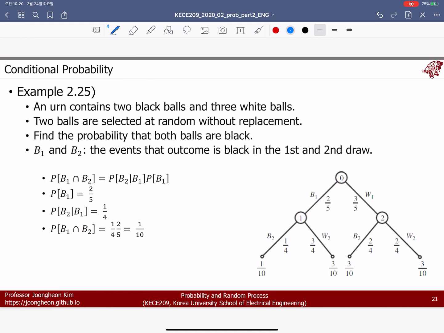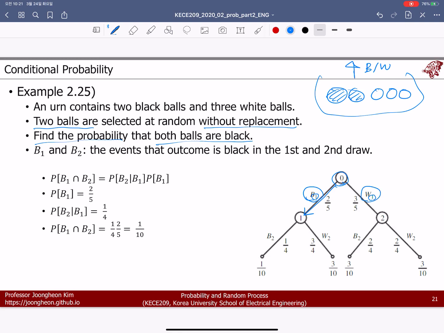So now we have one example. Suppose that we have one urn, and we have 2 black balls and 3 white balls. Then we will select 2 balls, one at a time, without replacement, and find the probability that both balls are black. For the first stage, when I pick one, that can be black or white. If it is black in the first trial, we go this way. If it is white in the first trial, we go this way.